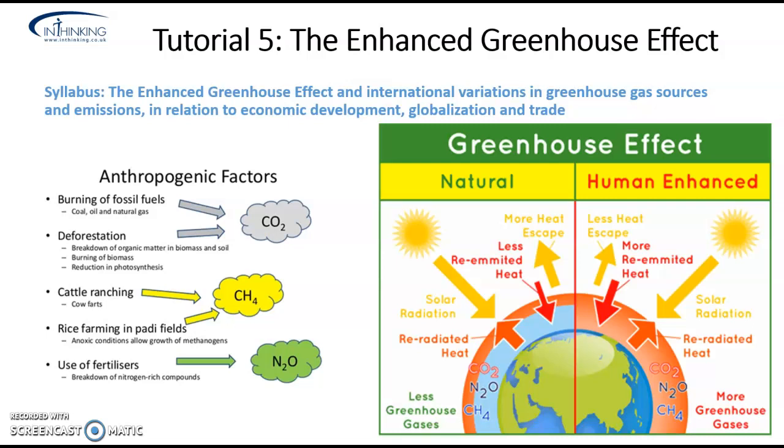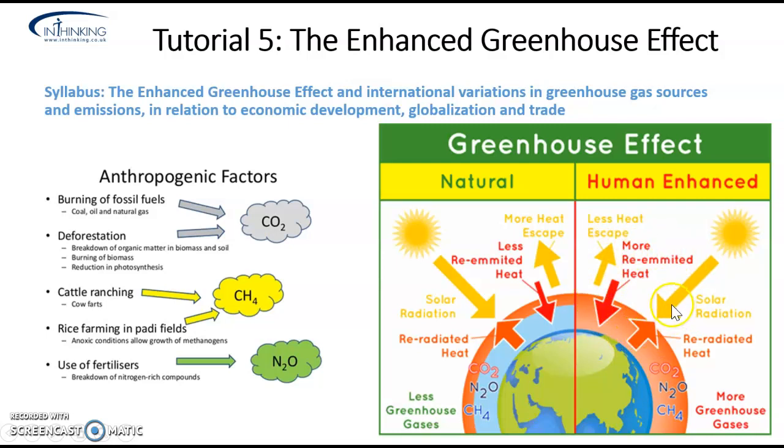So the first thing that we can see really in the diagram on the right-hand side is the natural greenhouse effect. So here on the left-hand side, we see that greenhouse gases are trapping re-radiated heat and re-emitting it back into the atmosphere. So there's still heat escaping the atmosphere here. But if we start to look at the enhanced greenhouse effect, we can see that a lot more greenhouse gases are re-emitting this heat back into the atmosphere with less heat escaping.